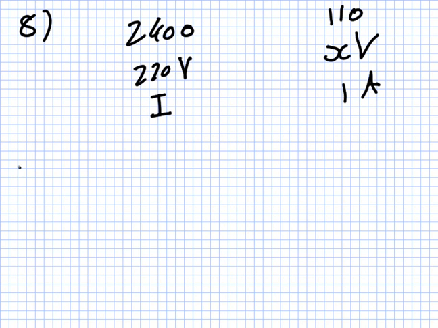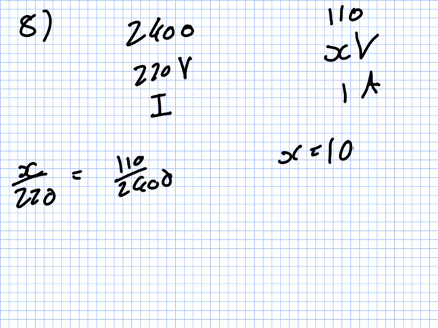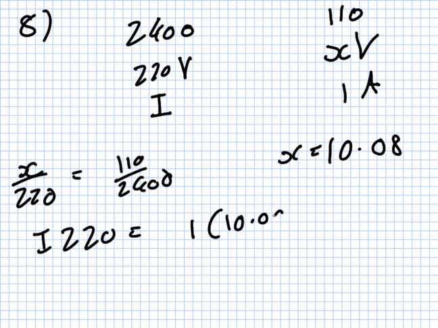Okay, so what do we do first? The voltage. X over 220 is 110 over 2400. 110 divided by 2400 times 220, that's 10.08? Yeah. Okay. And then what do we want next? Again, the resistance. So we can say V equals IR, just like this? Yeah. So then the I is 10.08 divided by 220.